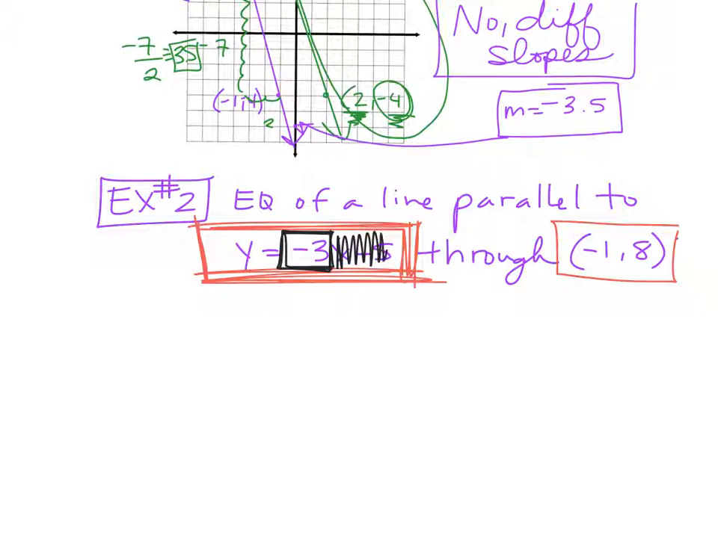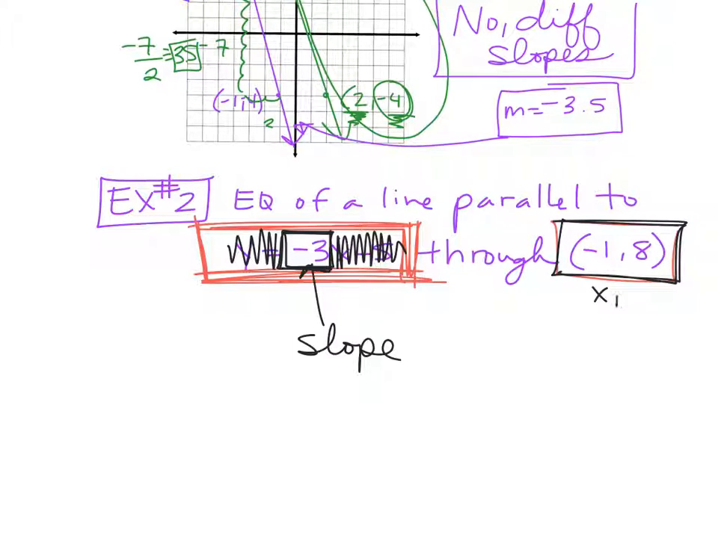The rest of this is junk. We don't want anything to do with any of it. Ignore it, okay? This is your slope. That's all we want out of that equation. The rest of your information comes from this point, and that point is your x1, y1, okay? So we're gonna put it into what form right now if we have a point and a slope?